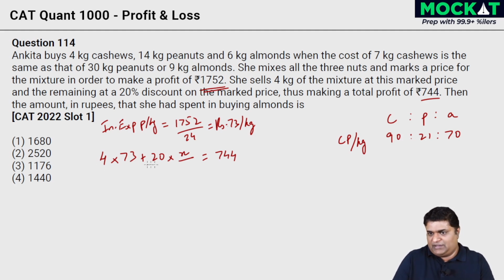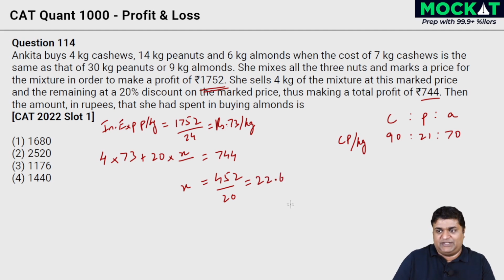So 4 into 73 over here is going to give us 292. You move the 292 there and subtract from 744. Remove a 300. That's going to give you a 444. Add back 8 and you get a 452. By 20 is going to be X. 452 by 2, that's going to be 226, right? So 22.6 rupees per kg, right?